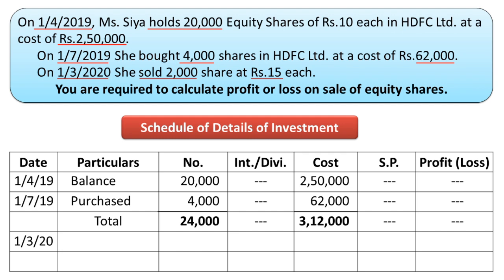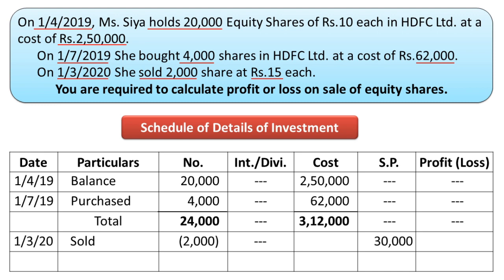So in the date column we have recorded the date 1st March 2020. It is sales. So sold 2,000 shares. Number of securities 2,000 shares, and the selling price is 15 per share, 15 each. So 2,000 multiplied by 15 is rupees 30,000 in the selling price column.